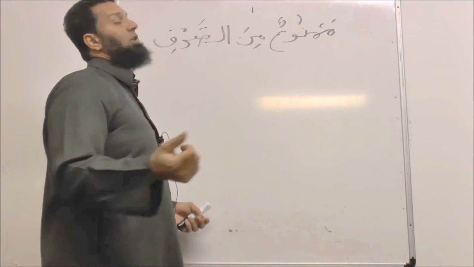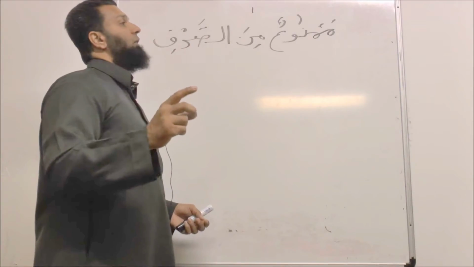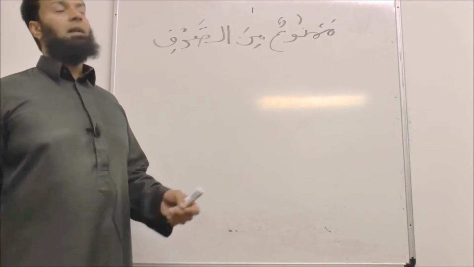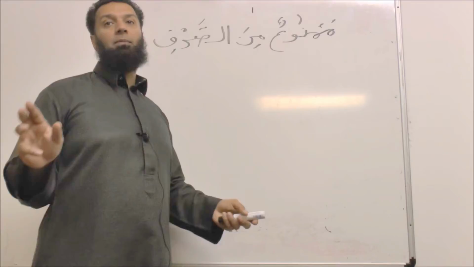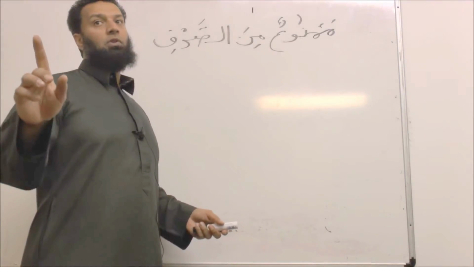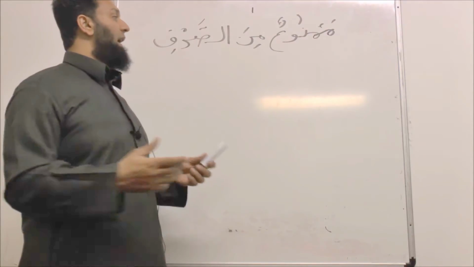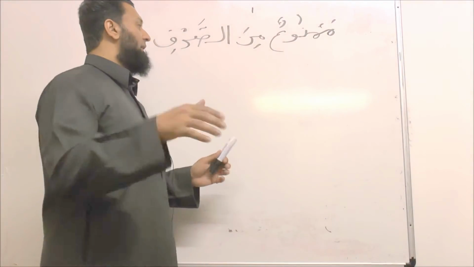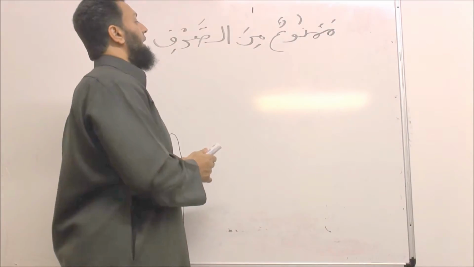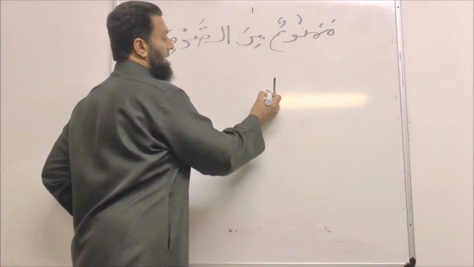However, as we mentioned, the principle likulli qa'idatin istithna, that every rule has an exception. And this is a very important exception to that general principle. So what do we mean by that? If we take a normal name that we read frequently in Al-Quran, for example, the name Ibrahim.